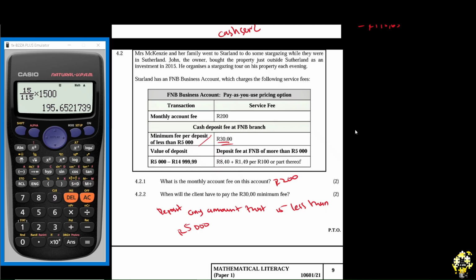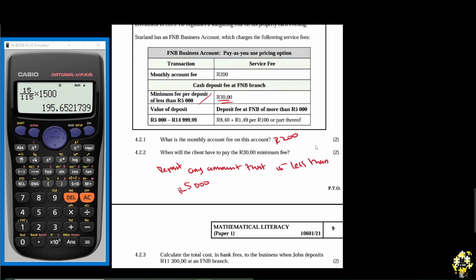Now let's go down. There's another question. The question says that calculate the total cost in bank fees to the business when John deposits 11,300. How much will they cost him or how much will they charge him? So this 30 rand was for less than 5,000, but now you can see this is 11,000. So it falls in this category, meaning that these are the cost structures. So 4.2.3, we are simply going to say 840.